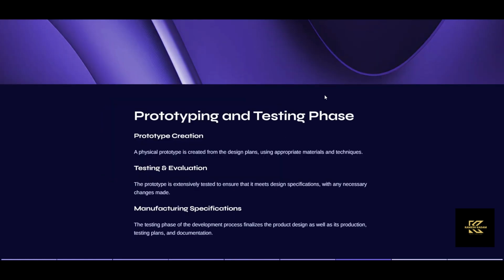Prototyping and testing phase. Prototype creation. A physical prototype is created from the design plans using appropriate materials and techniques. Testing and evaluation. The prototype is extensively tested to ensure that it meets design specifications, with any necessary changes made. Manufacturing specifications. The testing phase of the development process finalizes the product design as well as its production testing plans and documentation.